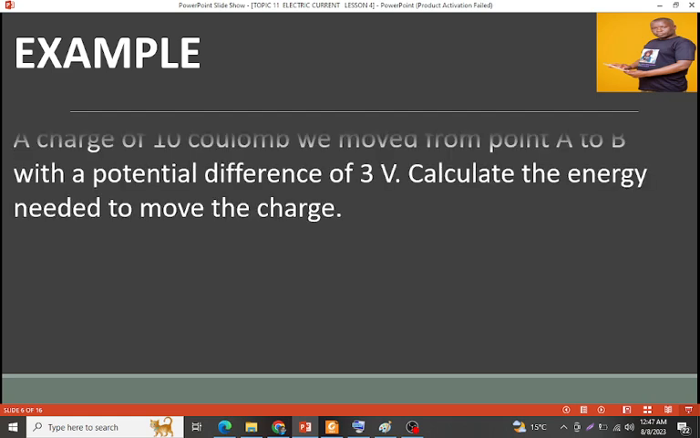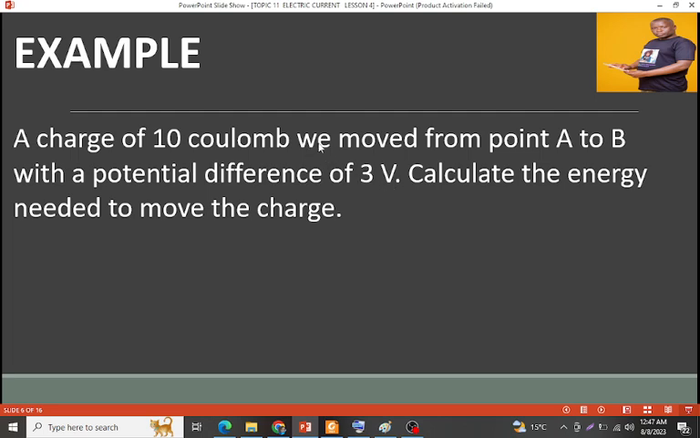Let's look at an example. We are told that a charge of 10 coulombs moved from point A to point B with a potential difference of 3 volts.